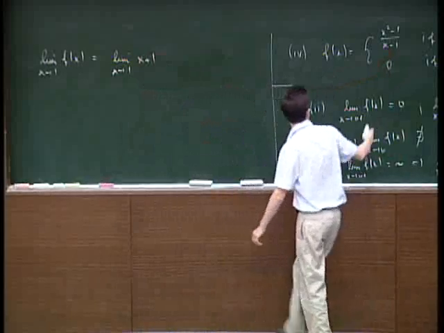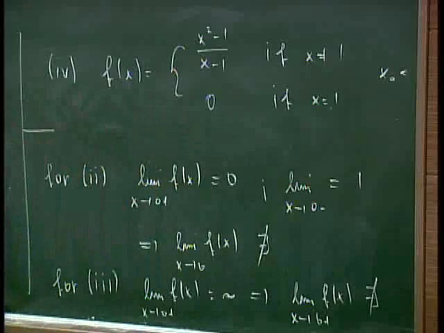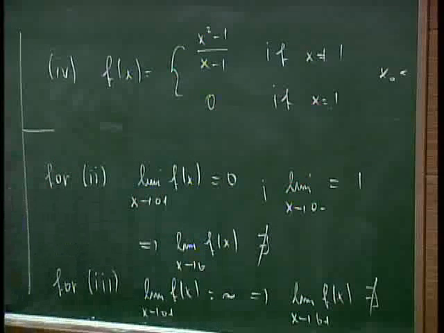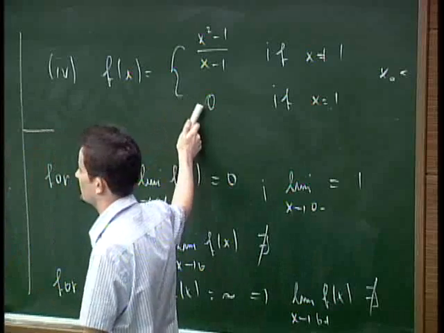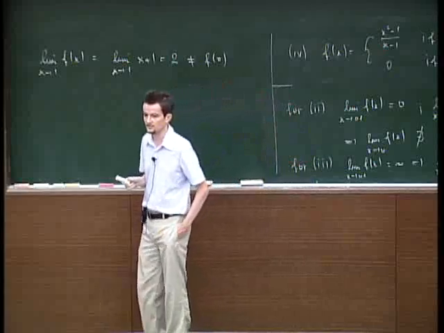Okay, so because you can write this as x minus 1 times x plus 1, you can erase x minus 1. And now this is a polynomial, so for this one we know that the limit is equal to 2. But 2 is not equal to f of 0. So here the third requirement is not satisfied. The first and the second are satisfied, but not the third one. So also here, f is not continuous.